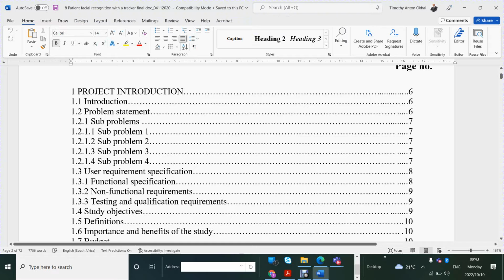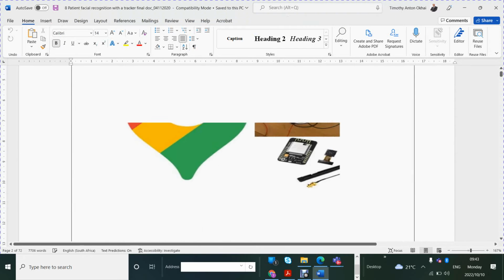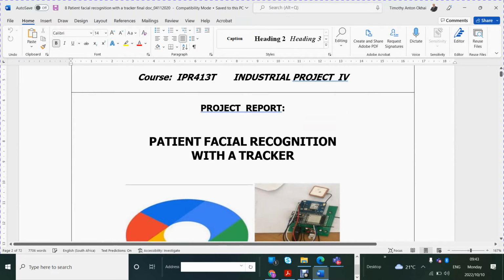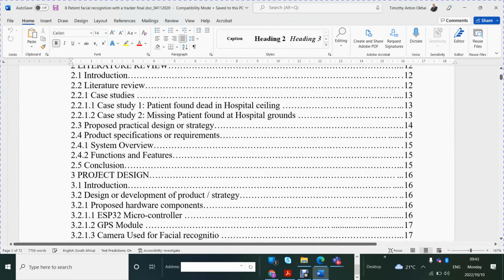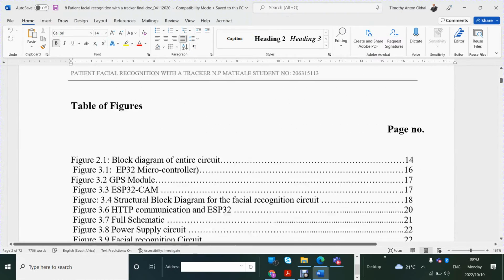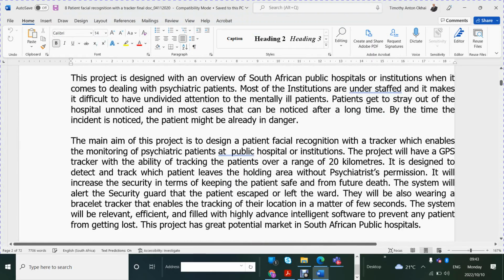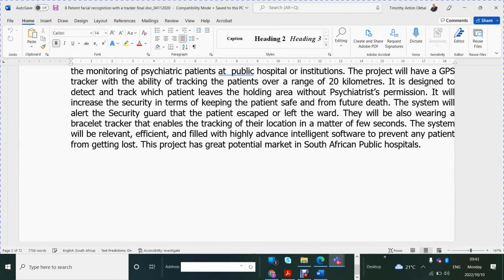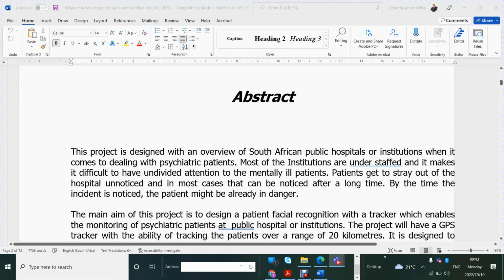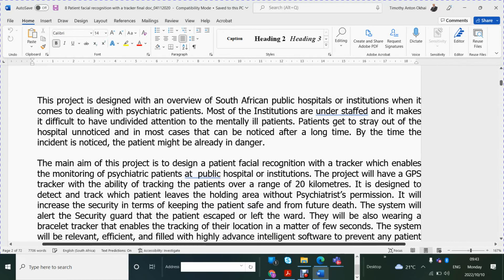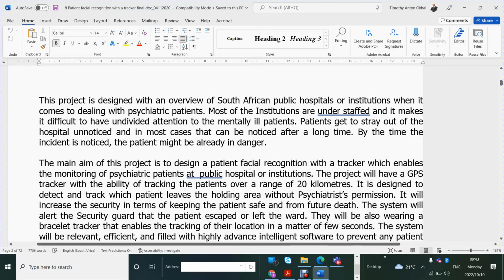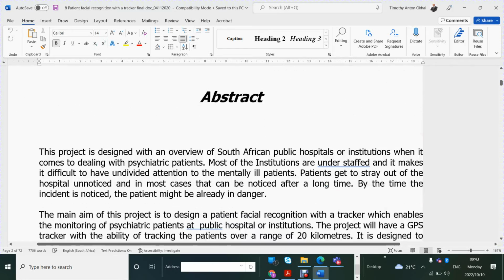The title of this project is Patient Facial Recognition with a Tracker. And this project is used to track psychiatric patients in the ward, to make sure they don't escape from the ward and injure themselves, etc. Okay, let's quickly look at the abstract. Okay, there's some hidden text somewhere, but at least let's have a look.